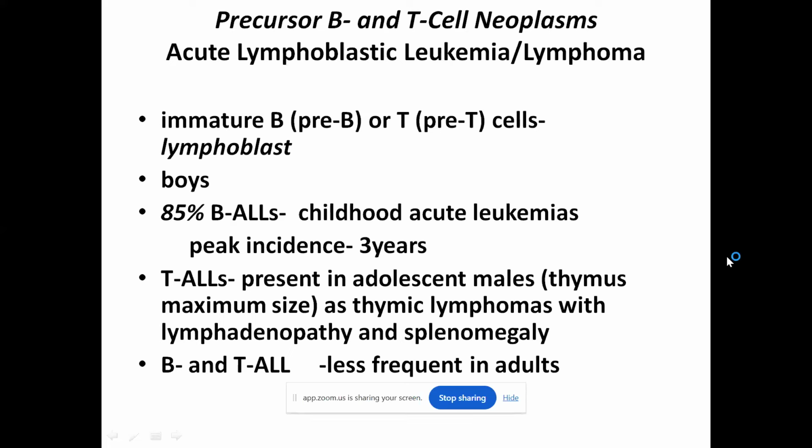The T cells are getting matured in the thymus. The B cells are getting matured in the bone marrow. The thymus is maximum in size in the adolescent period. So they usually present in adolescent males as thymic lymphomas, and usually they will be associated with lymph node and spleen enlargement. Usually they are childhood leukemias. Acute ALL is the childhood one. In adults, B-ALLs are less frequent.